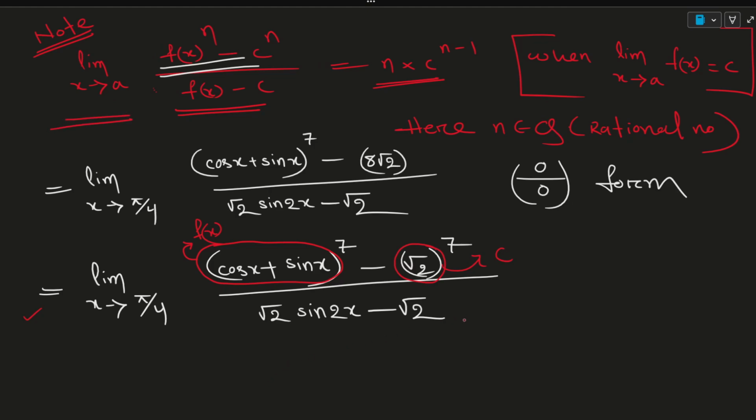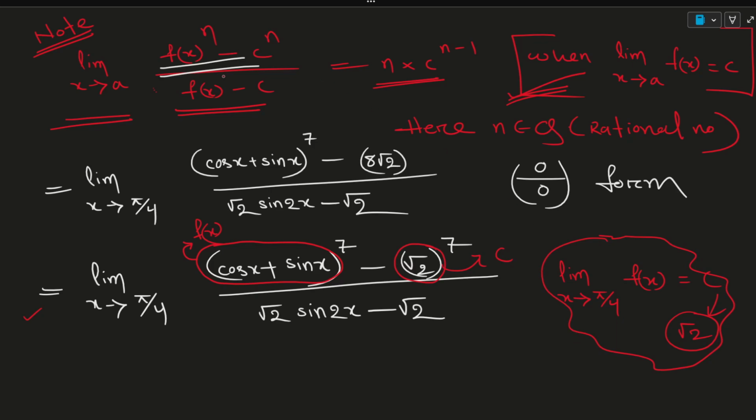One more thing I have to check is whether this condition holds or not. So I will put limit x tends to pi by 4, f of x should be equal to c. f of x is cos x plus sin x, and when x tends to pi by 4, cos x will be 1 by root 2 and sin x will be 1 by root 2. Then it will be root 2. So this also holds true.